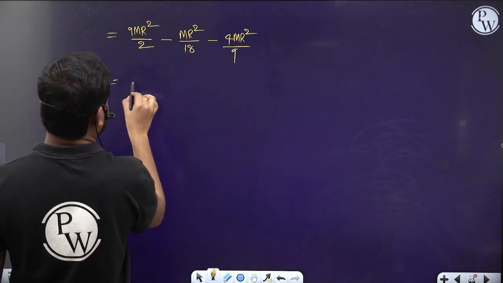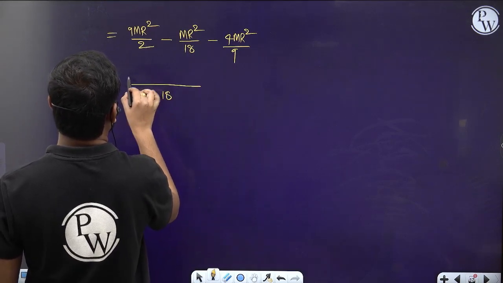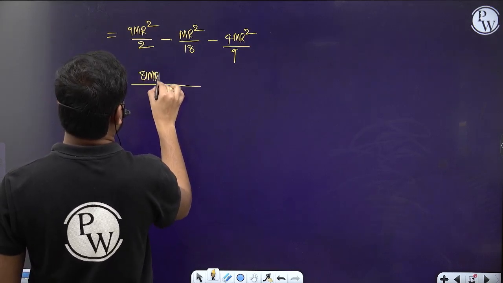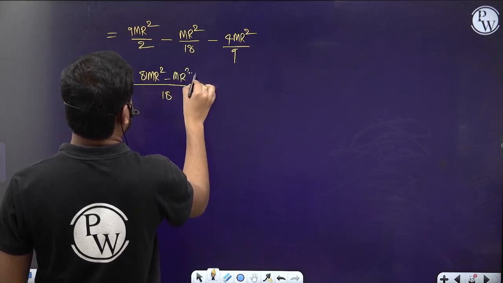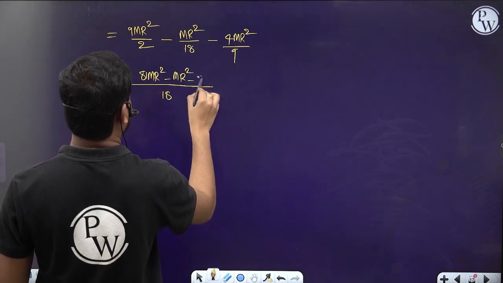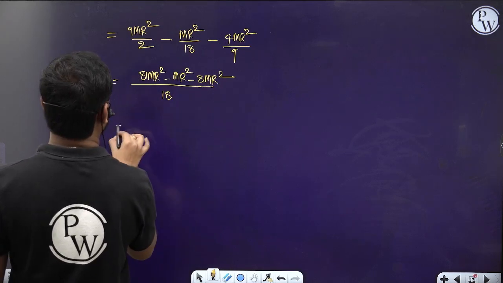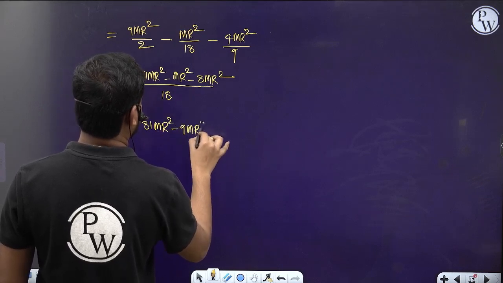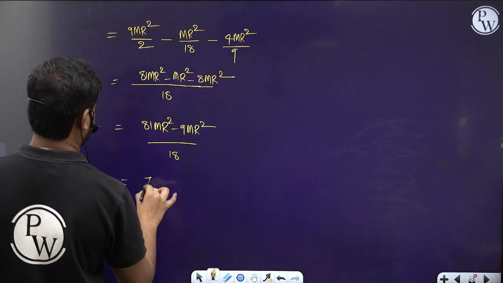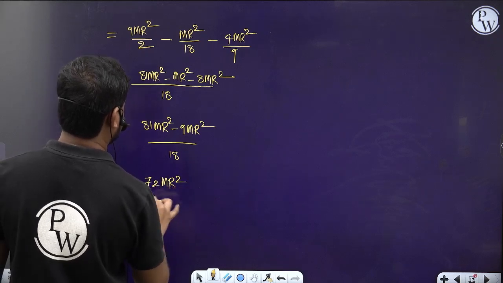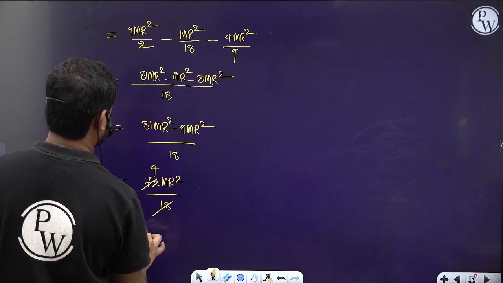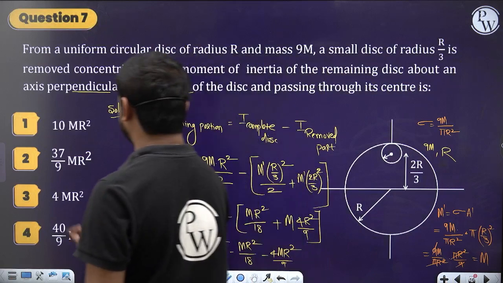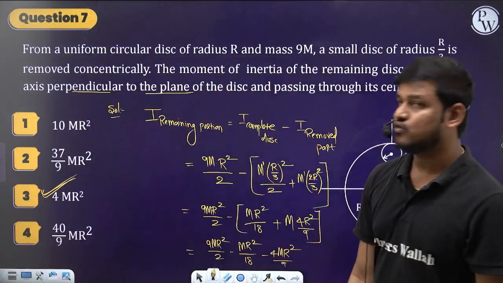So from here, 18 is the LCM, so this is 9 into 9, it goes 2 times, 9 into 9, 81 mr square minus mr square, minus it goes 2 times, 2 into 4, 8 mr square. So 81 mr square minus 9 mr square by 18, which is 72 mr square by 18, which is nothing but 4 mr square. So the final answer should be 4 mr square. So option 3 is the correct one, 4 mr square.